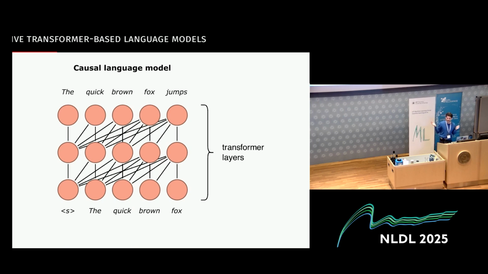Does anybody have an idea why we constrain the model like this? Why can't every word look into all the other words? Why is there this left to right constraint there? Yeah, there's a hint.